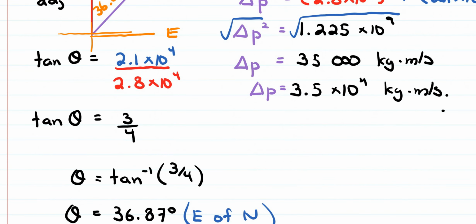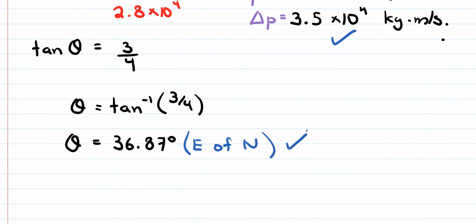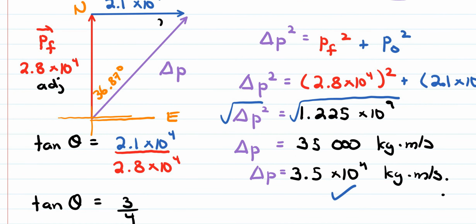Okay, so just to summarize this problem here, here's my magnitude for the change of momentum, which is 3.5 times 10 to the power 4 kilograms times meters per second. And here's my direction right there, 36.87 degrees east of north. And there is the vector diagram above.